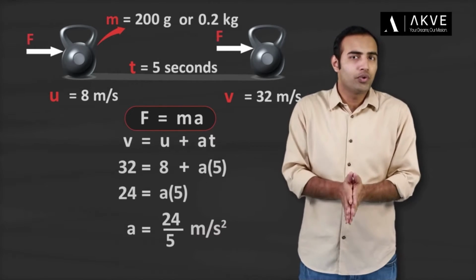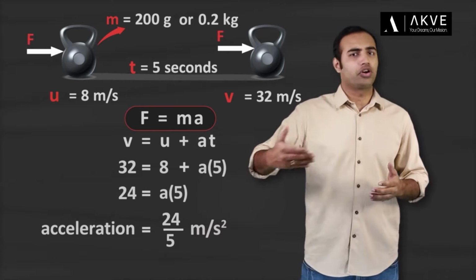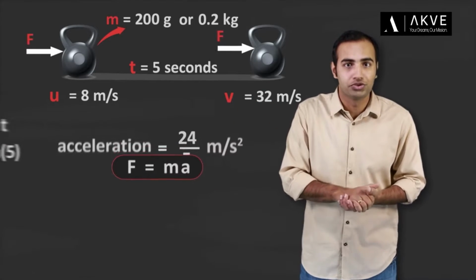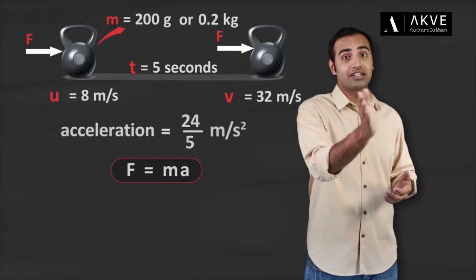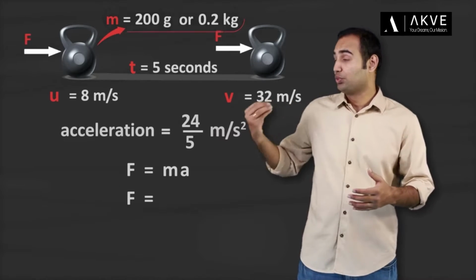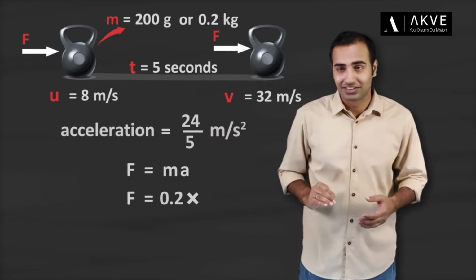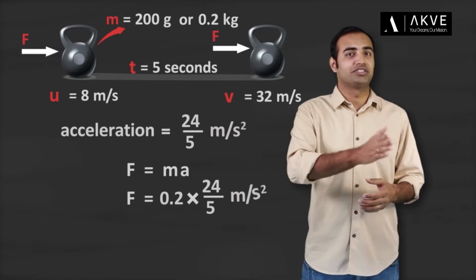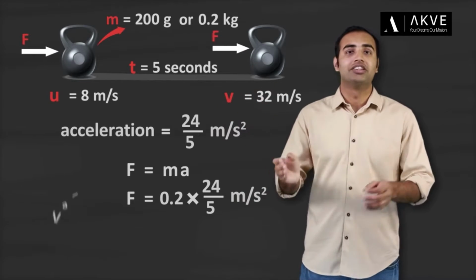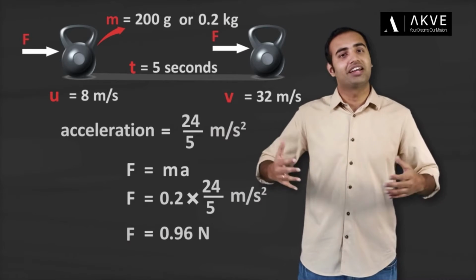Now once we know the value of acceleration, calculating the value of force is a walk in the park. All we have to do is use the formula F is equal to mass times acceleration. The magnitude or the value of mass is 200 grams, which is 0.2 kilograms, and the magnitude of acceleration is 24 by 5 meters per second square. Once we multiply it, the value of force comes out to be 0.96 Newton. That's our answer.